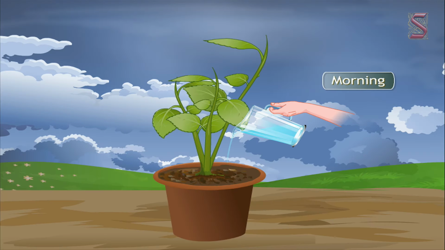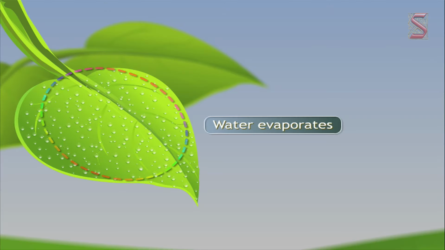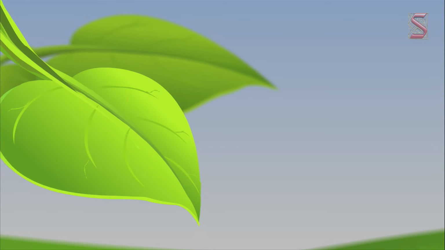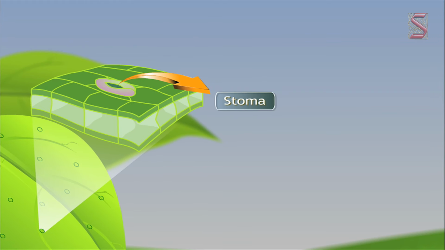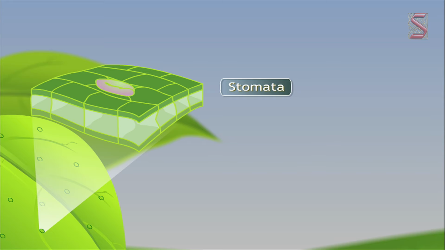From where does water evaporate? Water evaporates through special structures in the leaf. They are called stomata. The stomata are surrounded by guard cells. Water diffuses into the guard cells, which results in the opening of the stoma. But on a day when the atmospheric temperature is high, the guard cells relax and the stoma closes. Look at this, how the stomata are opening and closing.